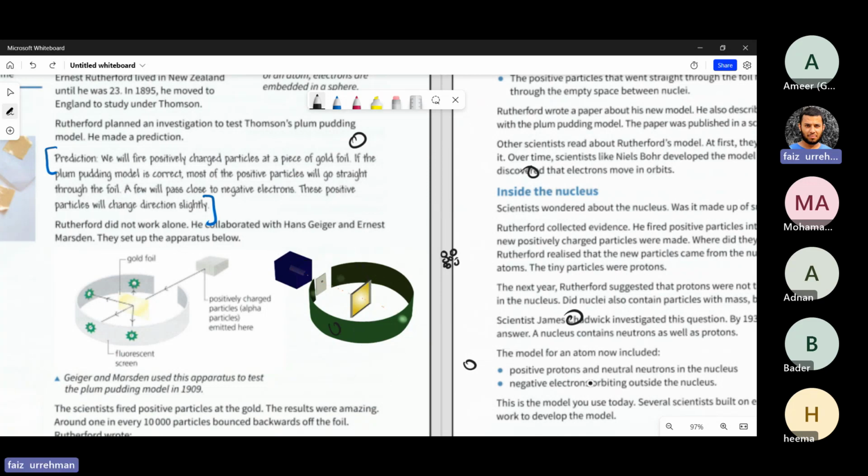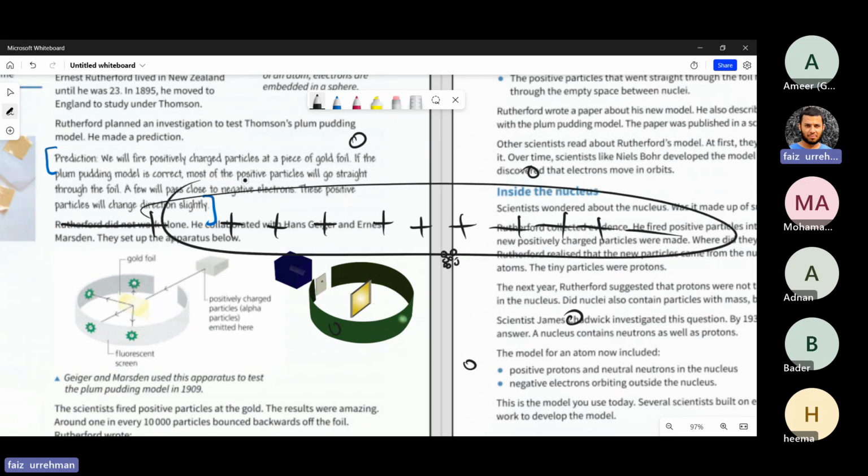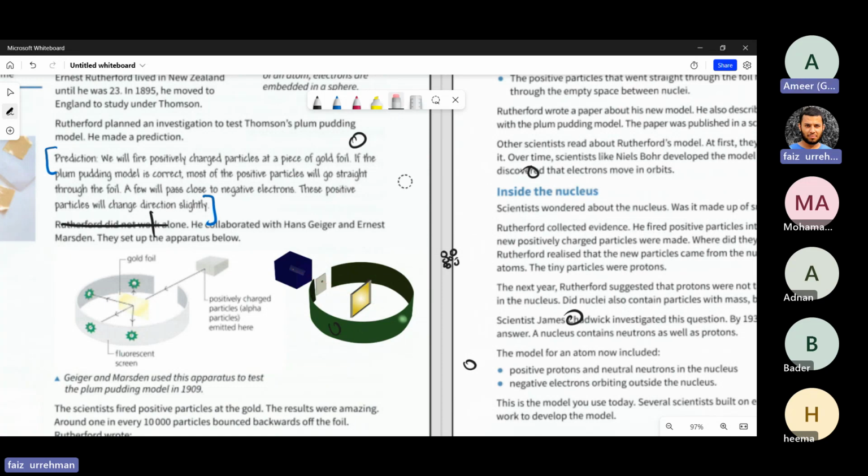That's why the positive particles that were coming out of there are going in a straight direction. There is nothing to obstruct. So this is why the positive particles went straight. You can see that's why they are coming straight. Why are they coming straight? Explain why they did not get deviated from their straight path.